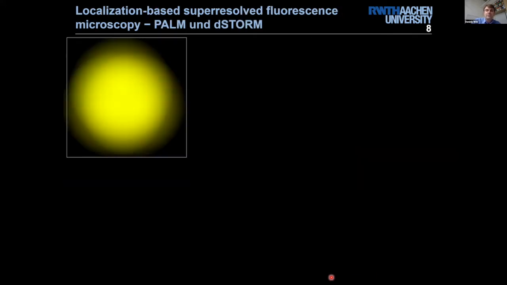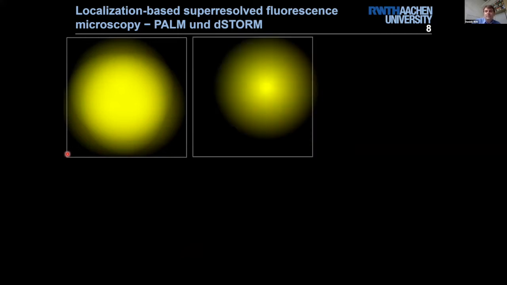You can do the following. You have here your diffraction limited image, and you do not see the single labels. You also cannot count them basically. So what you do now in these localization-based super resolution methods is you switch off most of the fluorophores, and you have statistically only one on per time, or less than one per time. And of one, you can localize very well the center.